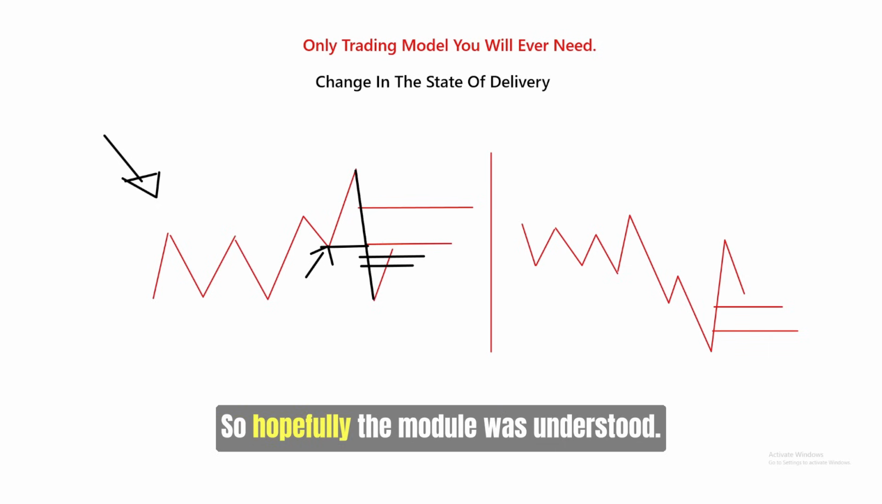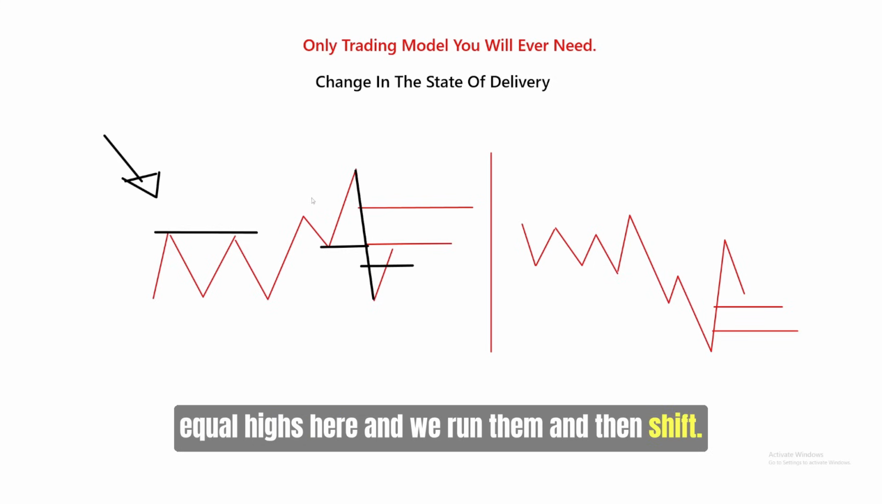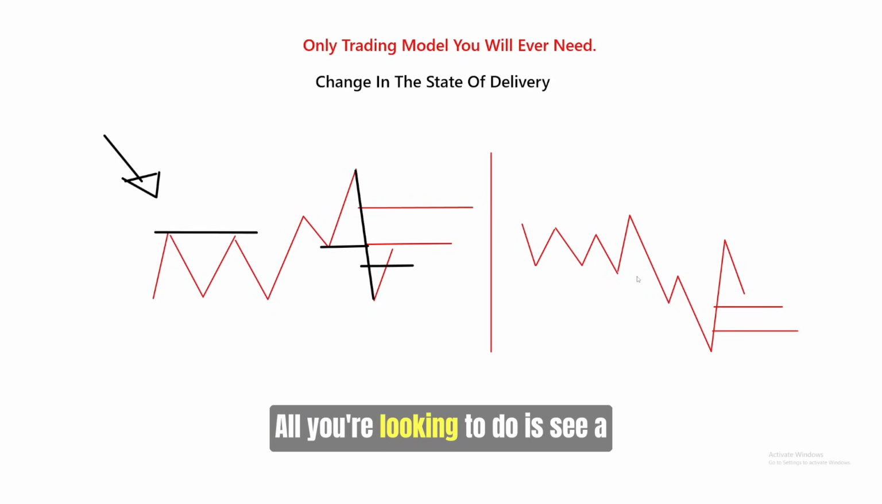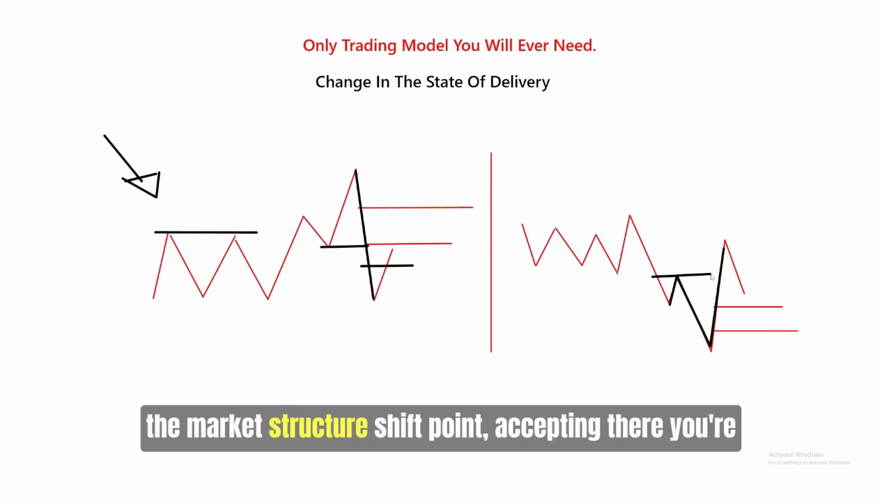So hopefully the module was understood. It has nothing to do with the fact that there's equal highs here and we run them and then shift. All you're looking to do is see a market structure shift with this displacement, candles closing above the market structure shift point, accepting there.